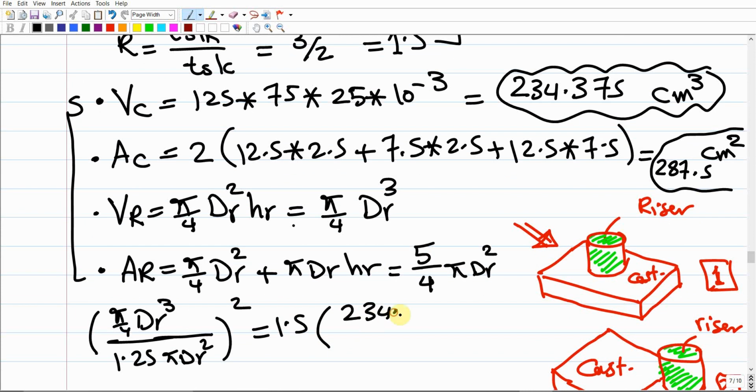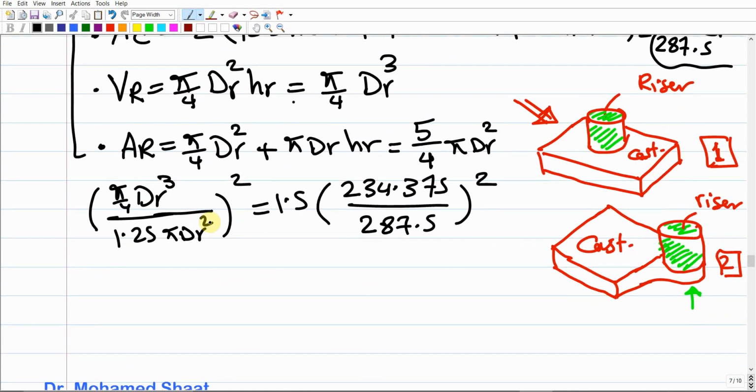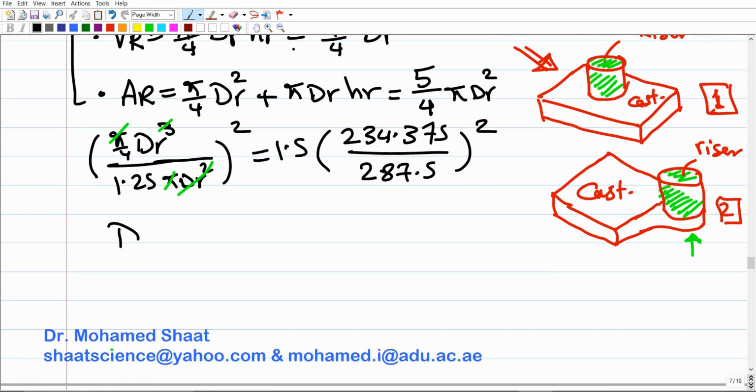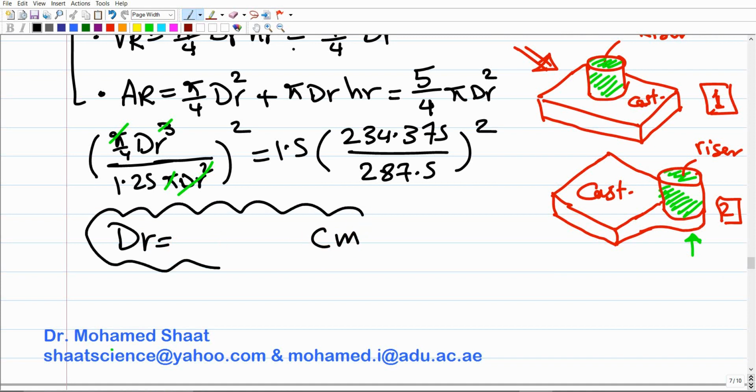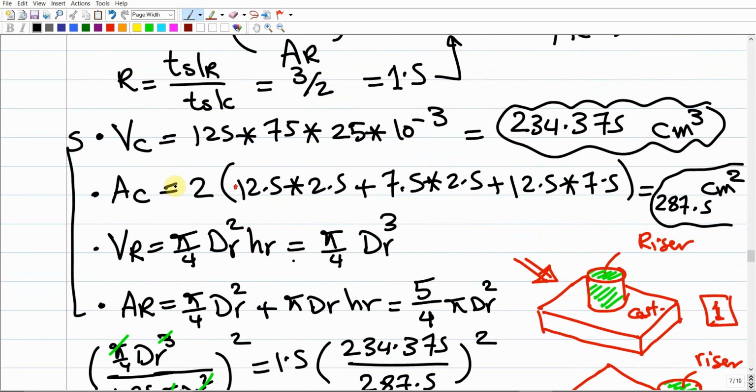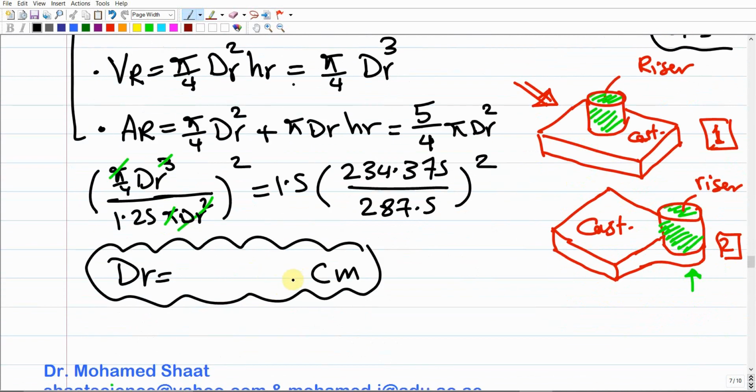So it's going to be the 234.375 divided by the area, which is 287.5 squared. If we did the calculation to this expression, we'd have only one unknown, which is dr. Simply dr squared will be cancelled with the cube, and pi can be cancelled with the pi. Then do the calculations, you're going to end up with the diameter of the riser in terms of centimeter. Why centimeter? Because we changed all the units into centimeter.